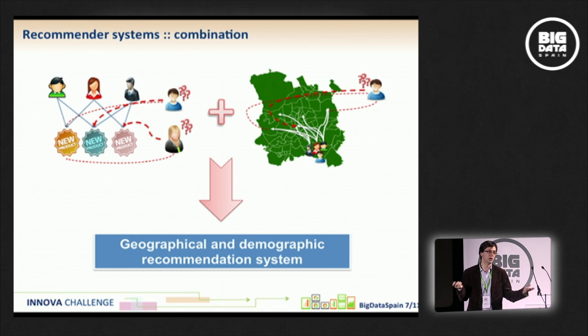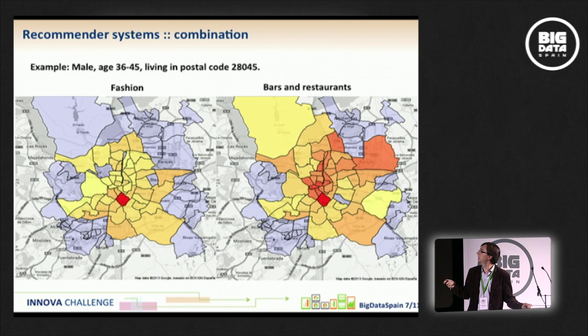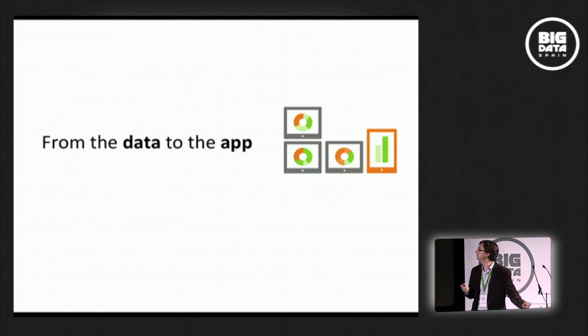Okay, you can merge the two things and you can create things like, for example, a recommender that tells you if you are male, this age range, and living in a certain postal code, where to go to buy fashion or where to go, for example, for bars and restaurants. And here you can use data from the web or from other services to build a new guía del ocio, okay? For example, to recommend people where to go, okay?